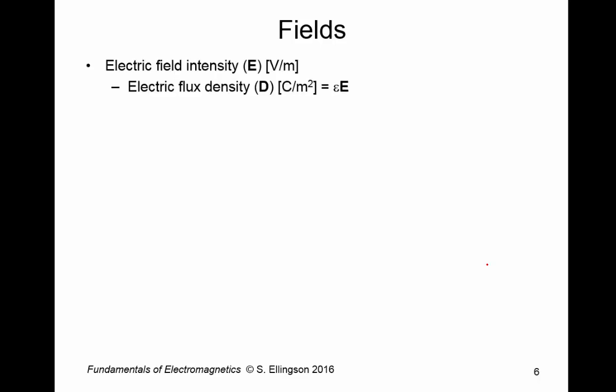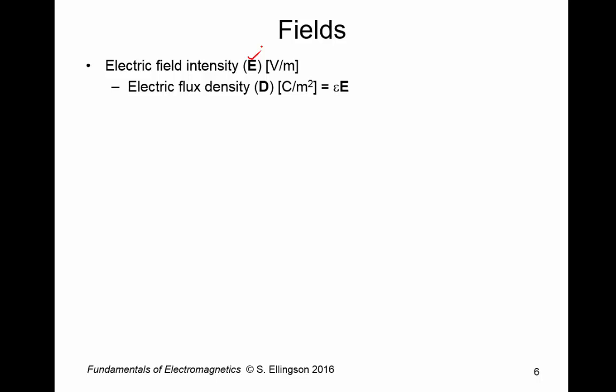So, fields. The first field to consider is the electric field intensity. That's a vector. We usually give it the symbol of the letter E in capital. It has units of volts per meter. Volts per meter. So how much potential is incurred by traversing a certain distance.